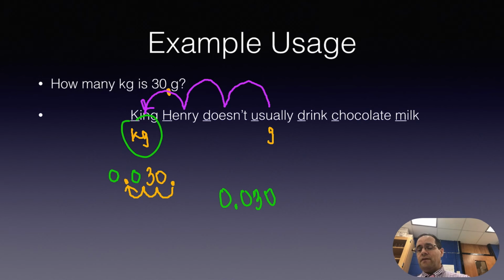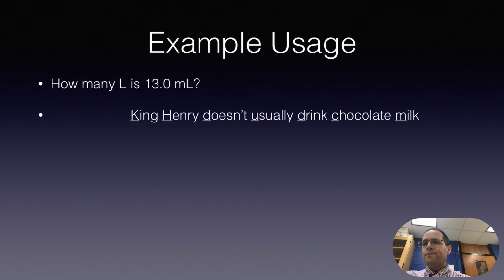And let's write the final units here that we're trying to express. That's kilograms. Okay? So 30 grams is 0.030 kilograms. Let's do another one. Now here's volume. Okay, volume we do it the same way.